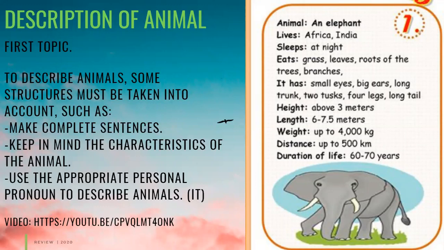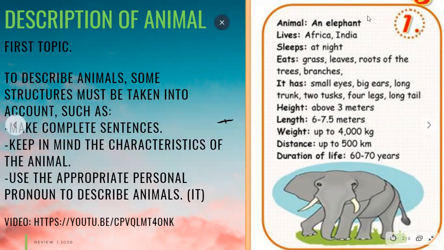First topic: description of animals. To describe animals, some structures must be taken into account. One, make complete sentences. Two, keep in mind the characteristics of the animal. Three, use the appropriate personal pronoun to describe an animal: it.